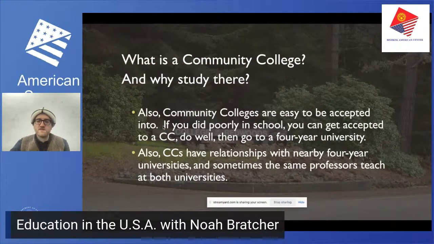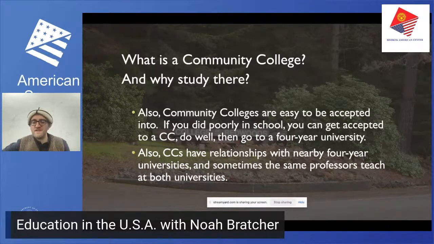Also, community colleges are easy to be accepted into. So if you did poorly in school, you can still go to a community college, then go to a 4-year university, right? Also, community colleges have relationships with nearby 4-year universities. Sometimes even the same professors teach at both universities.